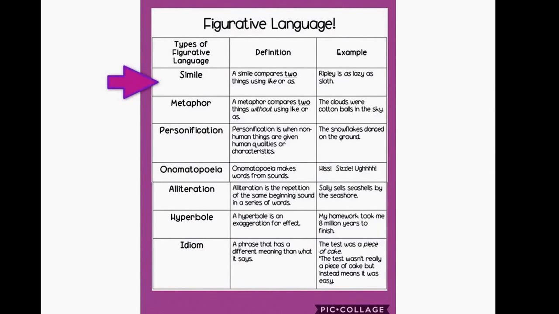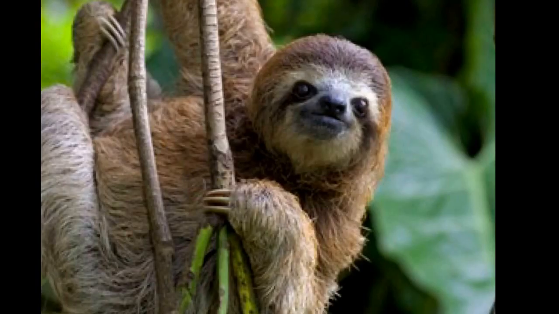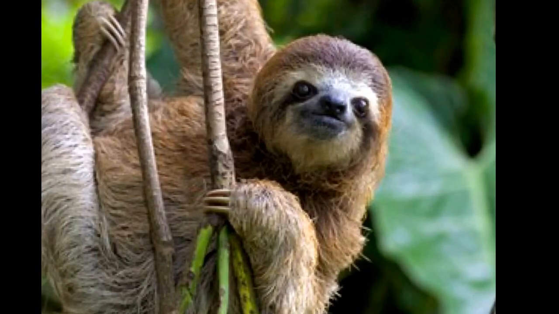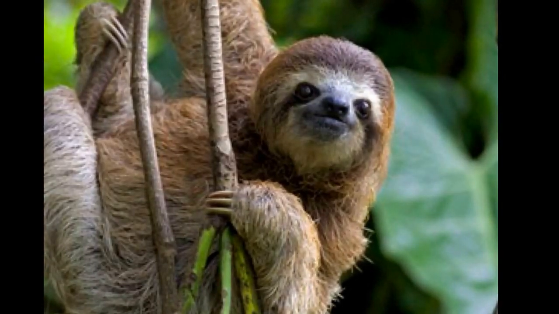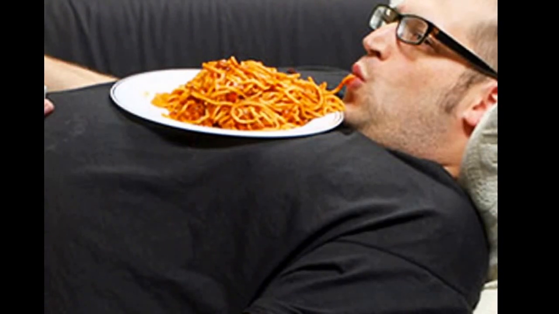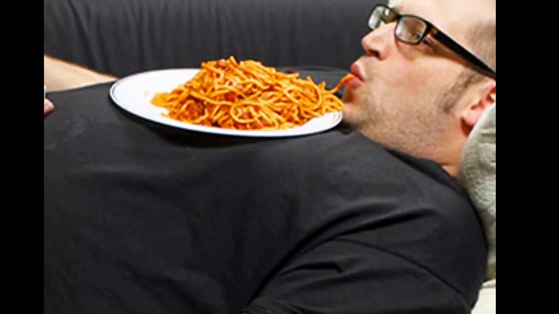So in this example, it says Ripley is as lazy as a sloth. This is what the author says. Clearly, if we're reading the text, we know that Ripley is not a sloth. So we have to figure out what exactly the author is trying to say. Figuratively, this is what the author means. If we think about a sloth, sloths are very slow, they don't move fast. So when somebody compares someone to a sloth using a simile, they're just trying to say that that person is lazy.